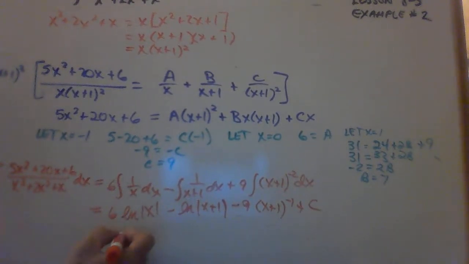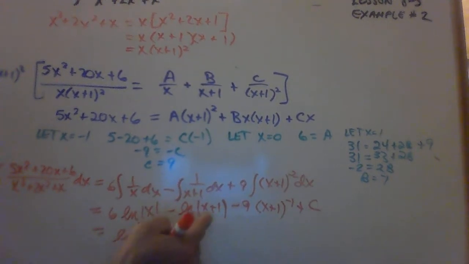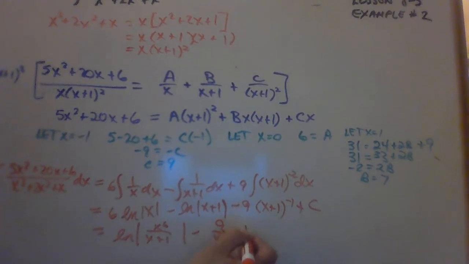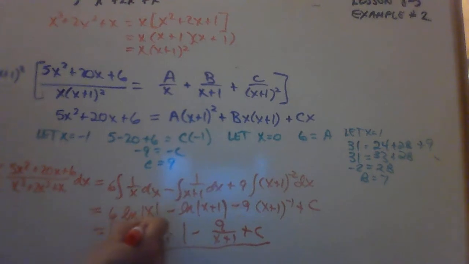Okay, so I can make this 1 natural log here. So it's the natural log of the absolute value of x to the 6th divided by x plus 1. And then this is minus 9 over x plus 1 plus c. And there you go. We've solved it using partial fractions.